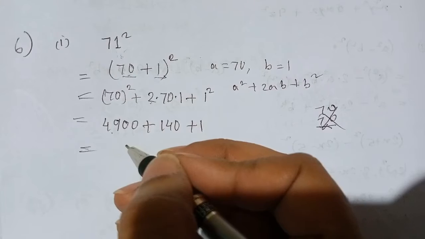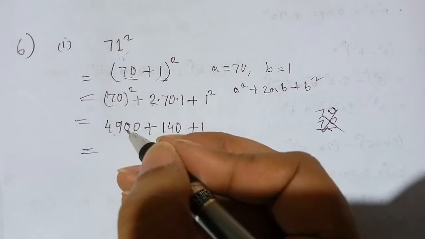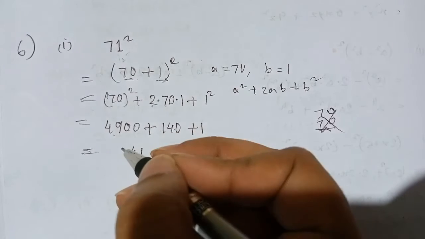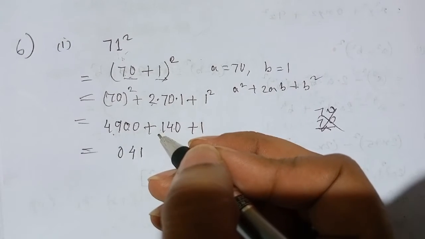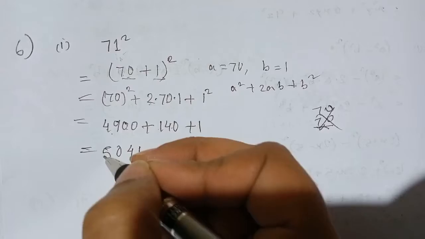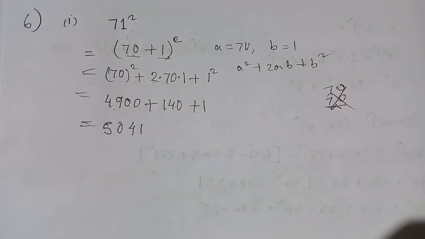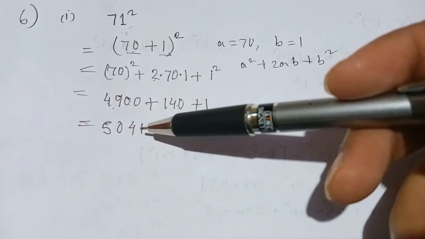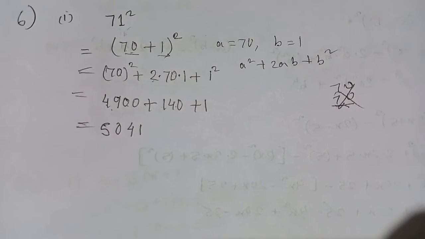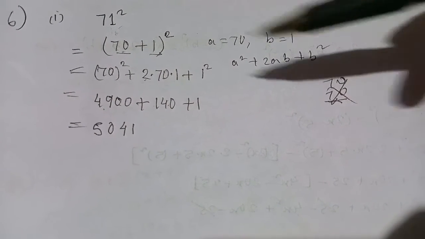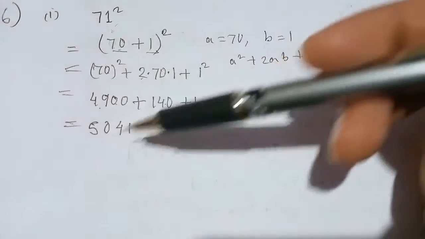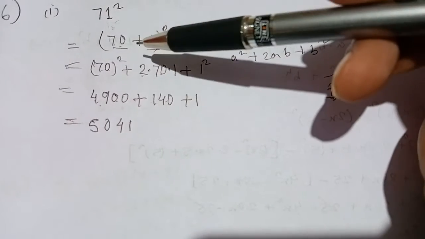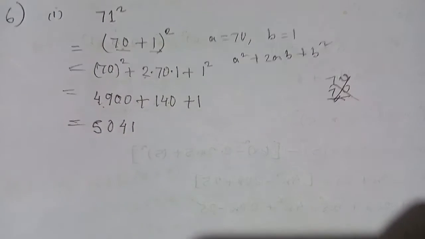Now you have to add all the numbers. Very easy. Here 1, then 4, then 9 plus 1 is 10, carry 1, then 4 plus 1 is 5. 5041. So this is the answer. 71 square is 5041. I hope you have understood how to use the identity, the formula, to find the square of any number. You have to break the number in plus form or minus form, then apply the formula. Understood?